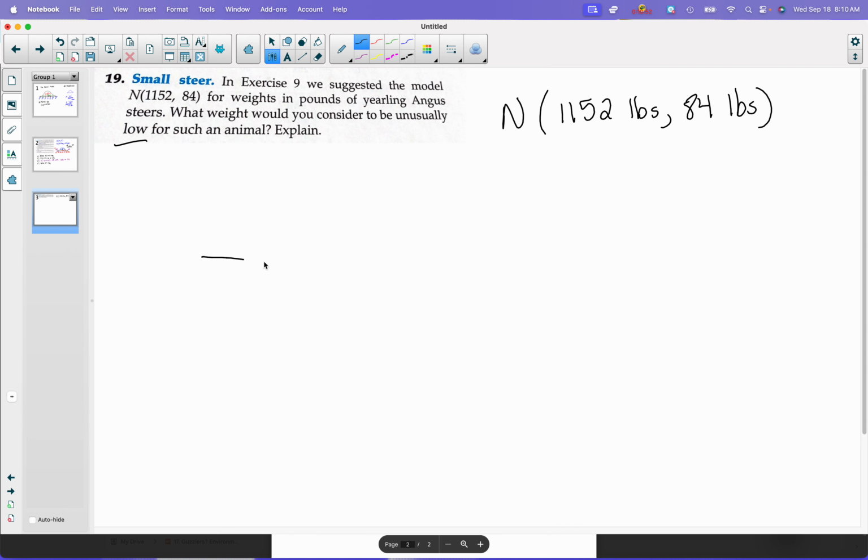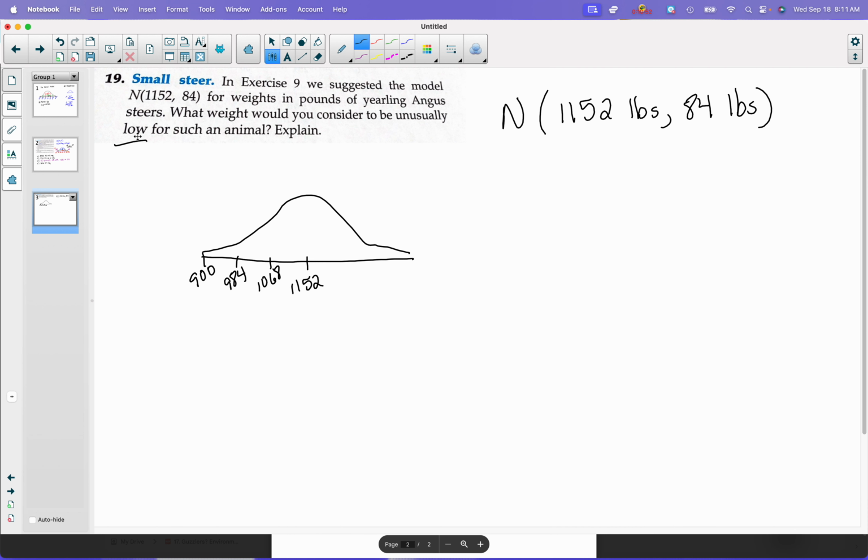Well, they tell you it's a normal model, so I'm going to draw my normal model. You're going to be drawing lots of these. That's a horrible one, but I'm not redoing it. I'm going to mark my mean as 1,152. Because I'm only looking for low, I'm just going to mark 3 standard deviations to the left. If I take 1,152 and subtract the standard deviation, I get 1,068. I subtract it again, I get 984. And one more time, and I get 900.